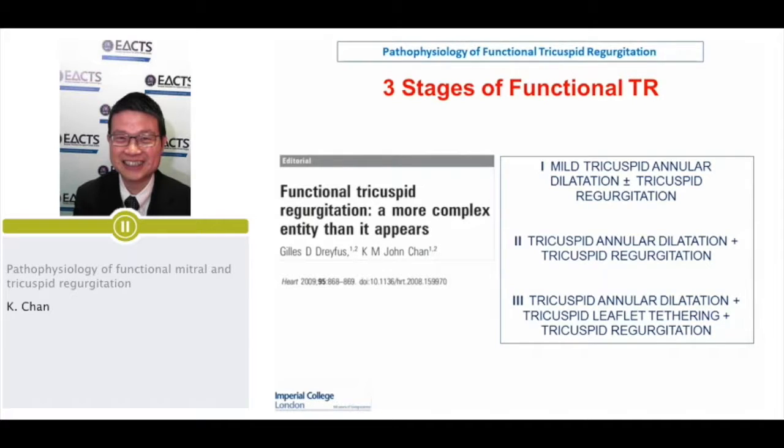So we can think of functional tricuspid regurgitation as essentially comprising 3 stages. In the first stage, there's mild tricuspid annular dilatation. Tricuspid regurgitation may or may not be present, depending on preload, afterload, and RV contractility. In the second stage, with significant tricuspid annular dilatation, tricuspid regurgitation will occur. And in the third stage, when there is, in addition to tricuspid annular dilatation, tricuspid leaflet tethering, tricuspid regurgitation is almost always present and significant.